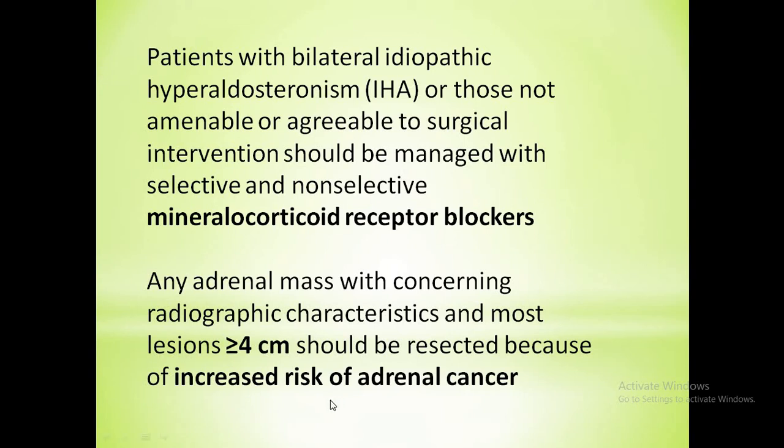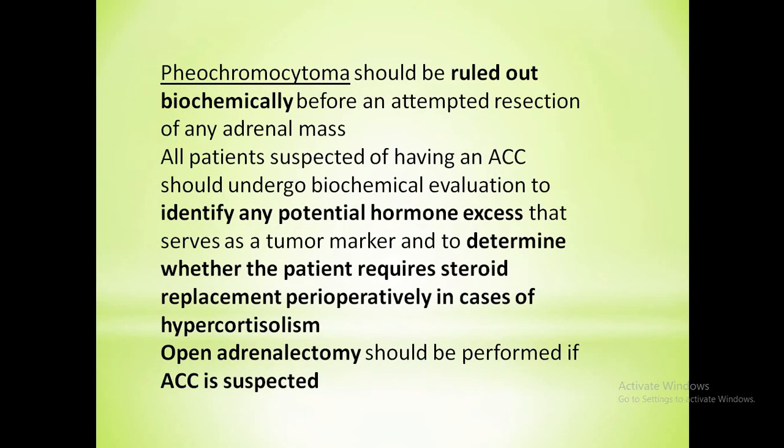Now any adrenal mass more than 4 cm or having suspicious radiographic characteristics should be resected. Why? Because there is an increased risk of adrenal cancer. So for radiographic characteristics, more than 4 cm in size or indeterminate lesions, go for resection. Before resection or before surgery, pheochromocytoma should be ruled out. That's very, very important.